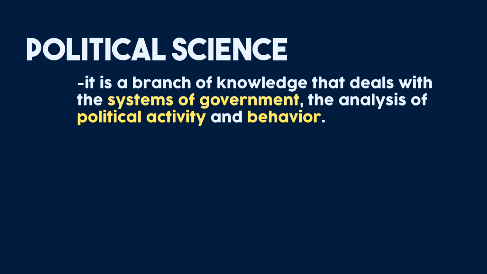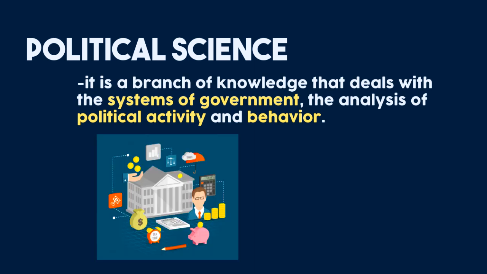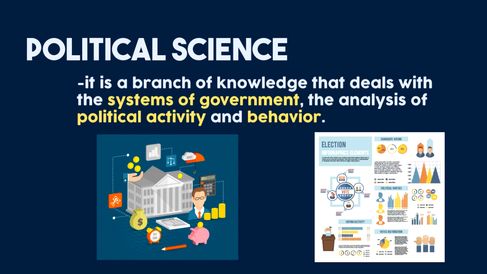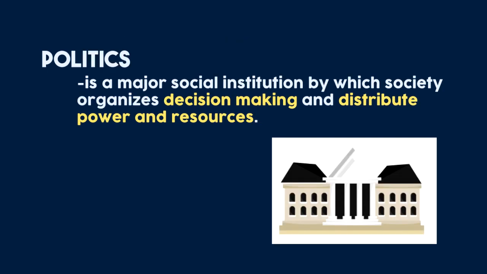Next, political science. Political science is a branch of knowledge that deals with the systems of government, the analysis of political activity, and behavior. This is the scientific study of politics. And politics is a major social institution by which society organizes decision-making and distributes power and resources.